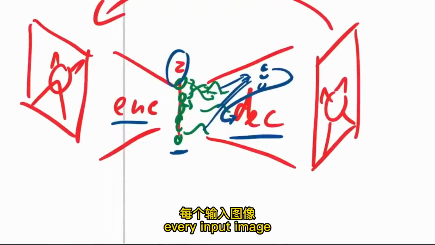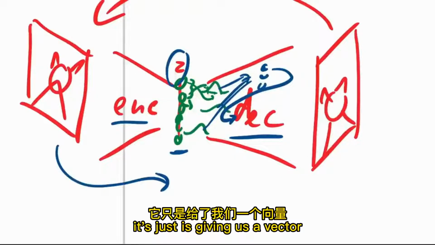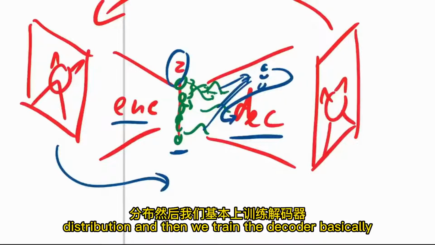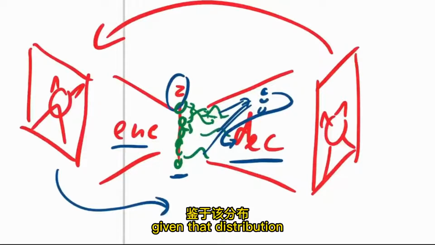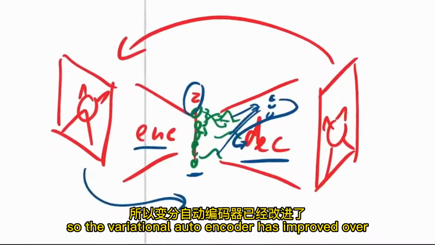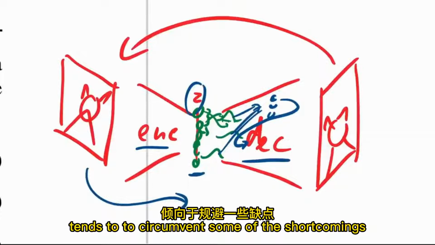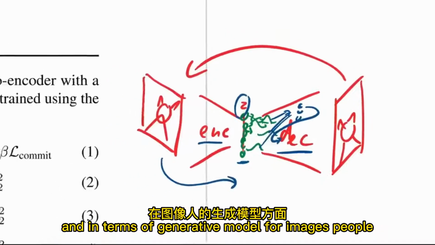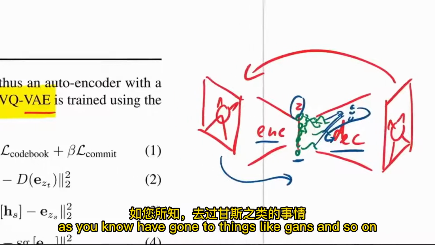So every input image in essence gives us a distribution in the latent space, and not just a single vector. It's a vector that describes an entire multivariate Gaussian distribution. And then we train the decoder to reconstruct the input given that distribution. So the variational autoencoder has improved over the classic autoencoder because it tends to circumvent some of the shortcomings, but still variational autoencoders have their problems, and in terms of generative models for images, people, as you know, have gone to things like GANs and so on.